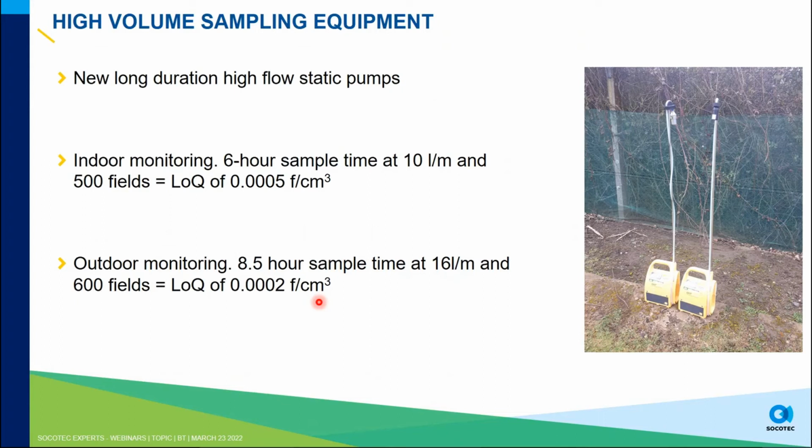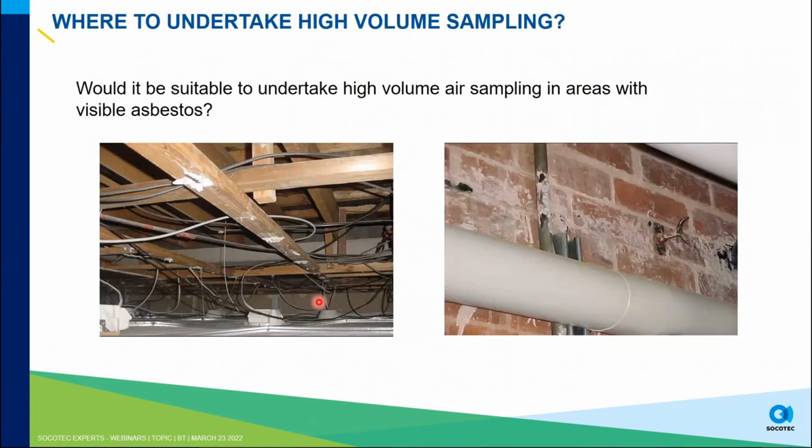So that's actually sampling outdoors and indoors. What kind of scenarios might be suitable for this type of monitoring, and why would we want to do it? A couple of classic examples here of scenarios we come across quite often. Contaminated ceiling voids, with chunks of AIB, or contaminated boiler rooms with residues on walls, etc. Would it be suitable to be running high volume tests in these sorts of situations?